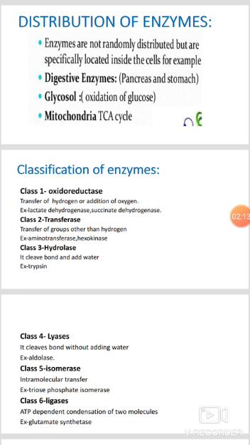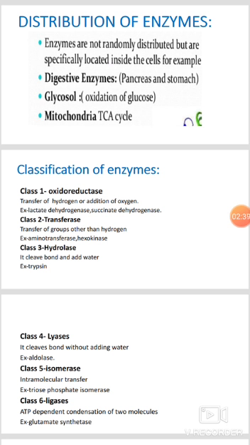Class 3, hydrolase. It cleaves bonds by adding water. Example is trypsin. Class 4, lyase. It cleaves bonds without adding water. Example, aldolase. Aldolase is an enzyme which helps in cleaving bonds. The best example of aldolase is seen in the fourth step of the glycolysis cycle.